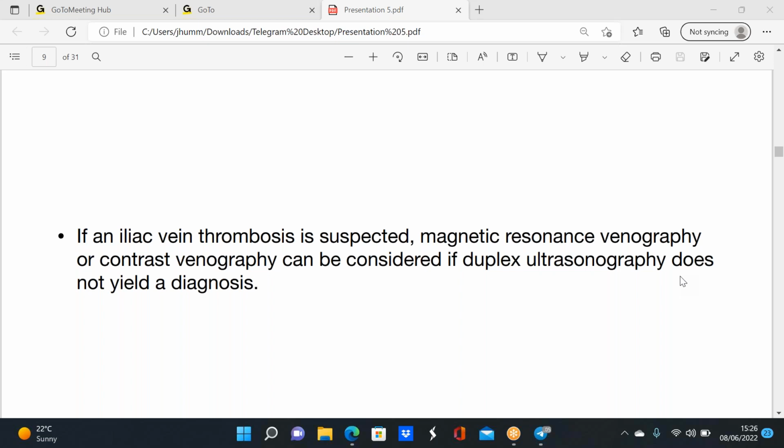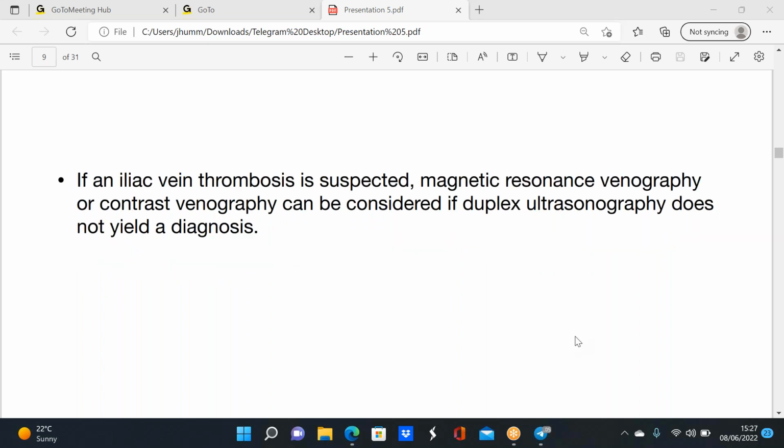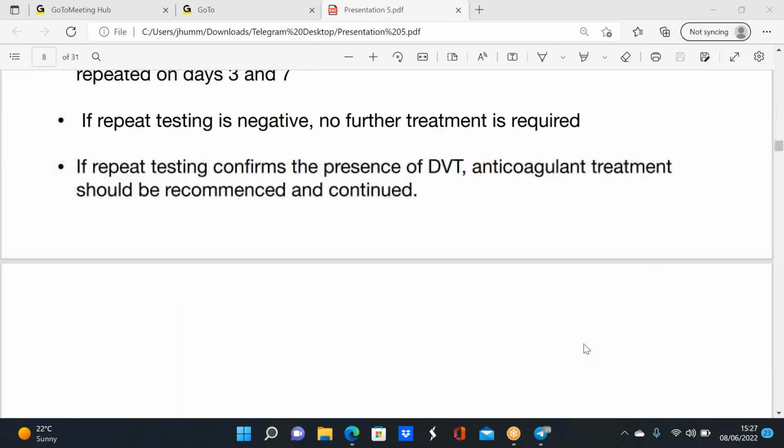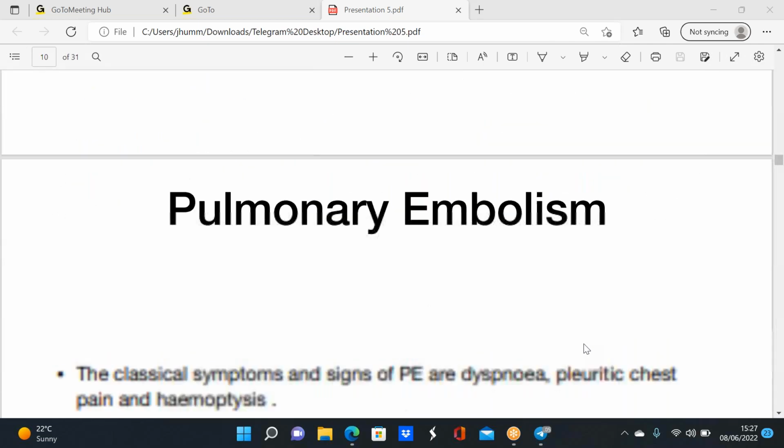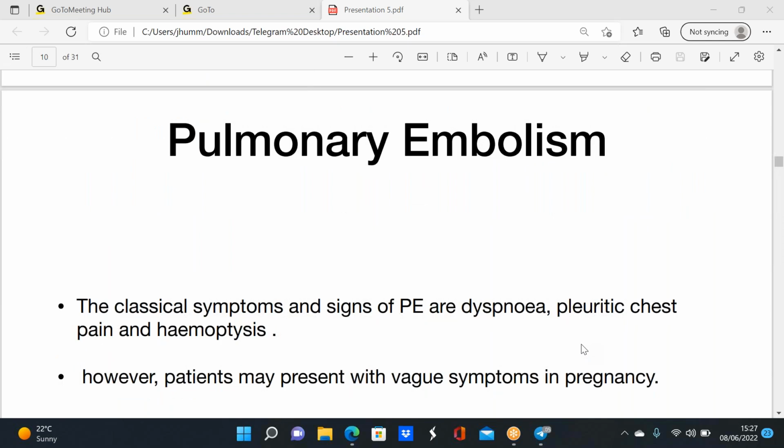Okay, so next, if an iliac vein thrombosis is suspected, then magnetic resonance venography or contrast venography can be considered if duplex ultrasonography does not give a diagnosis. Okay, so these tests can also be performed, MRV or contrast venography. Okay. Now, next is pulmonary embolism.